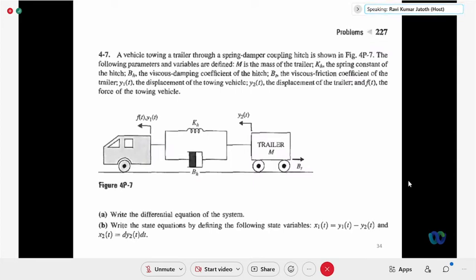Ritvik. Yes, sir. Ritvik, how many masses are there here? Or how many free body diagrams do we have to draw?